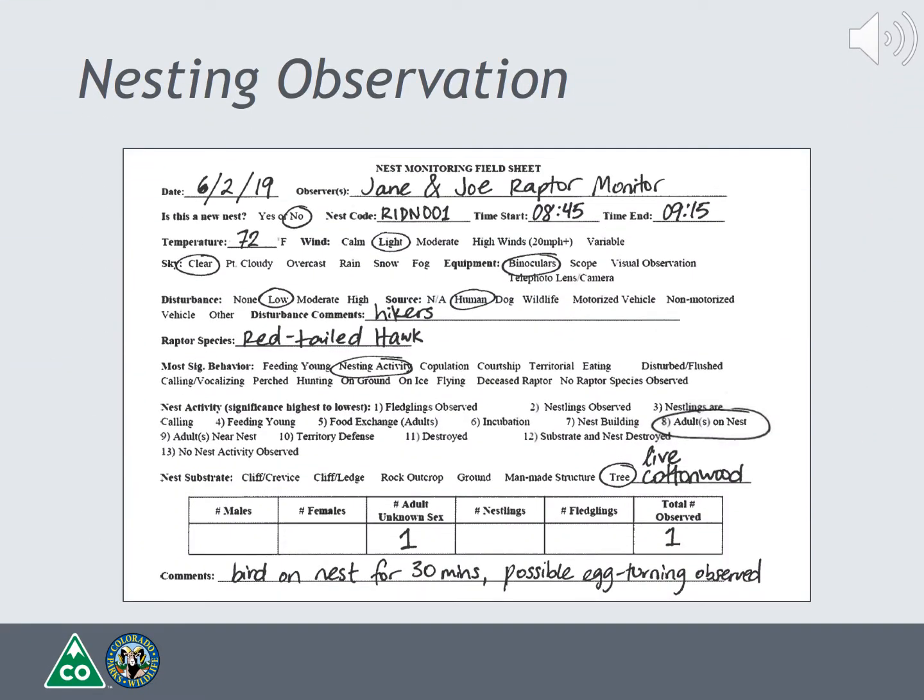Let's look at a nesting example. Imagine that you saw an adult red-tailed hawk sitting on Ridgeway nest number 1 in a cottonwood tree. The bird was on the nest for 30 minutes, and you may have seen egg turning, but you're not sure.